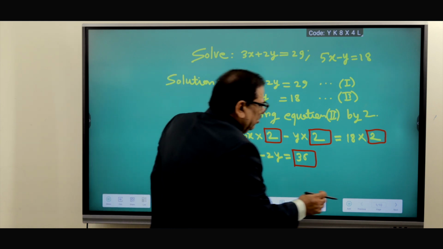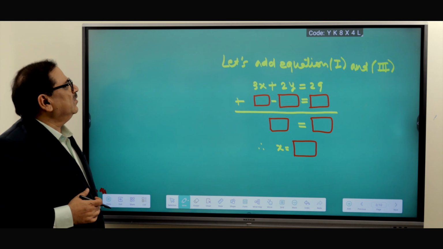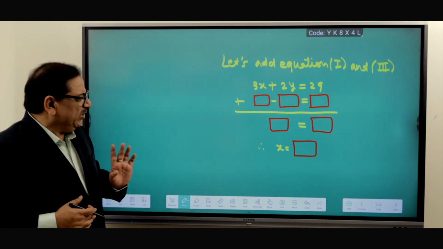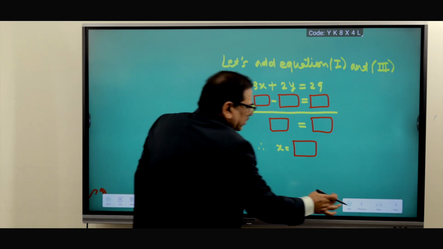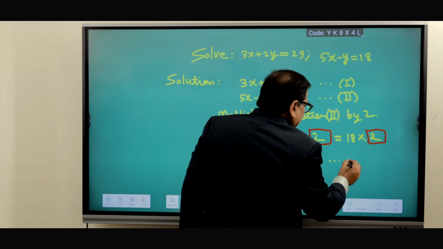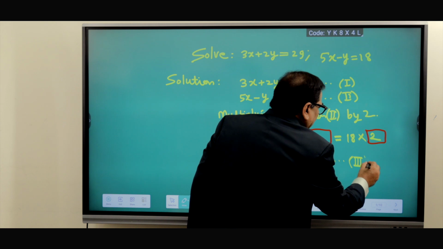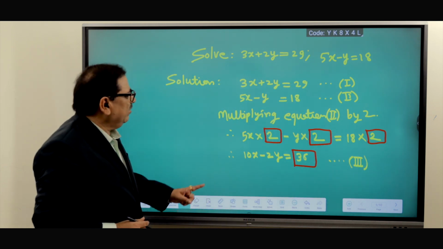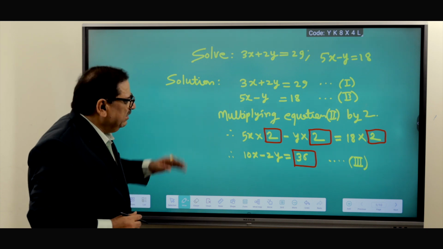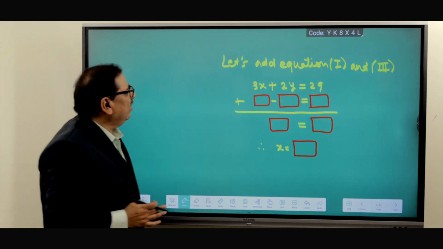Let us see again. Let's add equations 1 and 3. So here we have to write this as equation 3. This is equation 3. Now we will add equation 1 and equation 3.